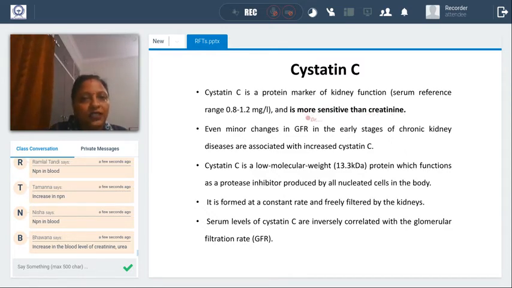This question, which is the more sensitive test for renal function, has already come in your previous examination. Which test is more sensitive? So the answer is cystatin C.